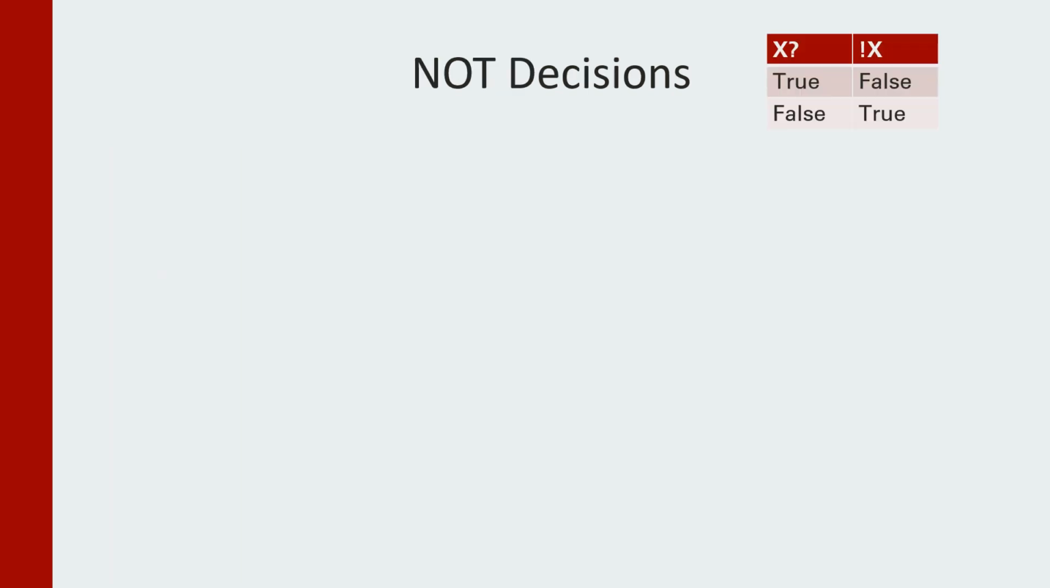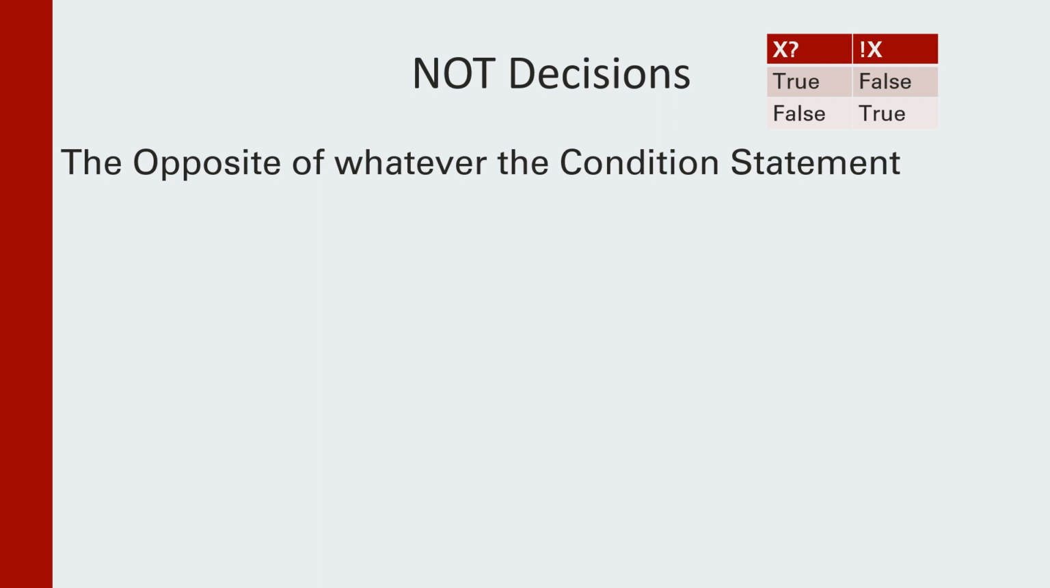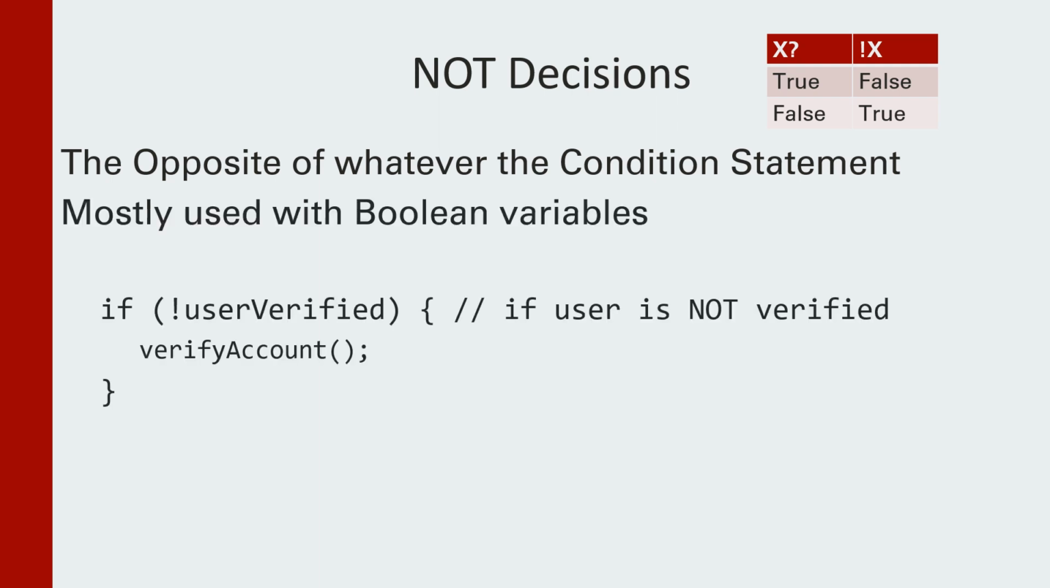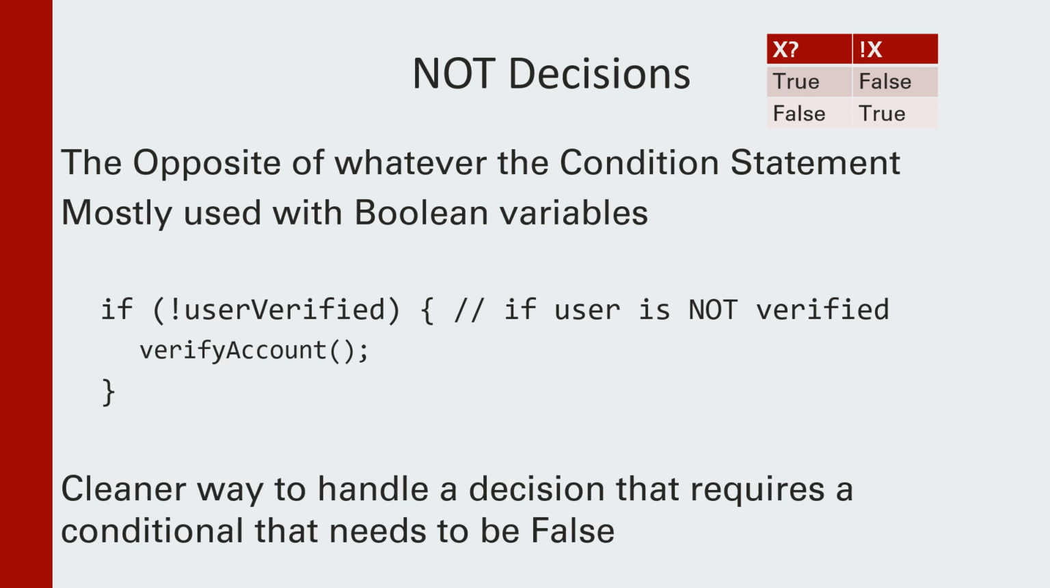Let's expand a little bit on not decisions because this was the only one that's unary, so it's a little bit weird. It is the opposite of whatever the conditional statement says. And it's often used with Boolean variables. So if you had a Boolean variable called user verified, you might want to check if the user is not verified and have it run some code that will allow the program to verify the user's account. That's a cleaner way to handle a decision that requires a condition that needs to be false.